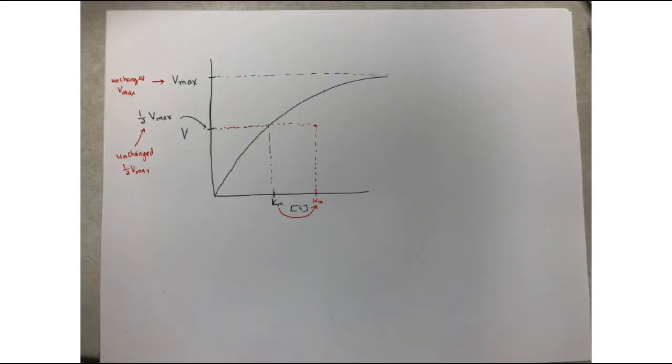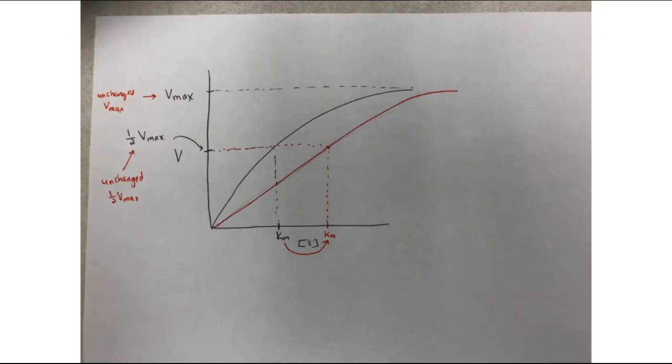And so now we know that the new curve is going to pass through a point in which the x value is this increased Km and the y value is the same unchanged 1/2 Vmax. So we come over here, and here is that point on this graph that is increased Km and 1/2 Vmax. And then we sketch this curve such that it now passes through this point.